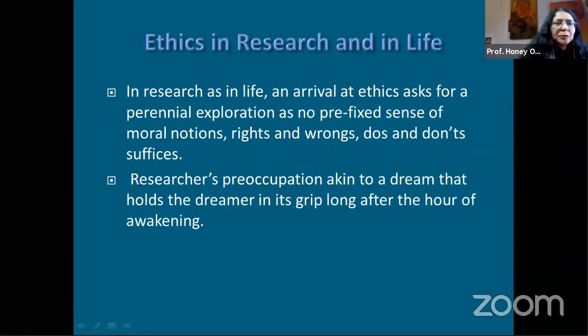Okay, so as Professor Babu was saying, in research, as in life, an arrival at ethics asks for a perennial exploration, as actually speaking, no prefix sense of morals, no rights and wrongs, do's and don'ts suffice us as we embark on committed journeys to know and engage with other worlds. My presentation today is primarily addressed to researchers at the doctoral level, many of whom may be setting forth on their first serious sojourn to research the questions that have begun to preoccupy their minds with an intensity akin to a dream that holds the dreamer in its grip long after the hour of awakening.